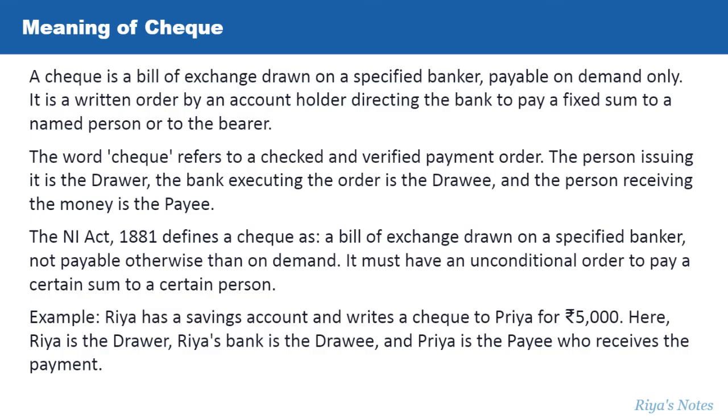The person issuing it is the drawer, the bank executing the order is the drawee, and the person receiving the money is the payee. The NI Act, 1881 defines a check as a bill of exchange drawn on a specified banker, not payable otherwise than on demand. It must have an unconditional order to pay a certain sum to a certain person. Example: Ria has a savings account and writes a check to Priya for 5,000 Indian rupees. Here, Ria is the drawer, Ria's bank is the drawee, and Priya is the payee who receives the payment.